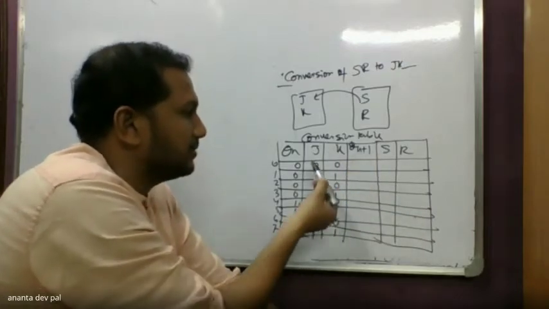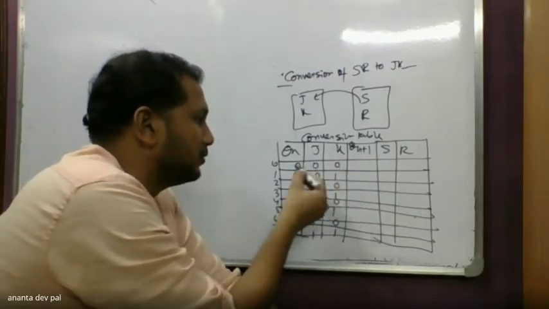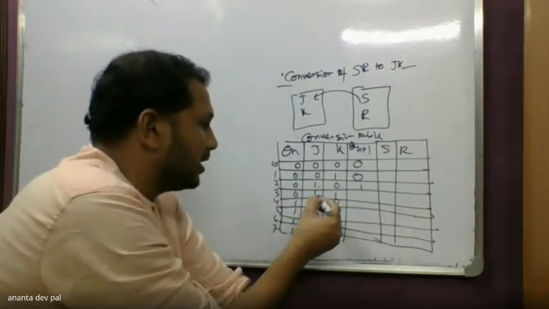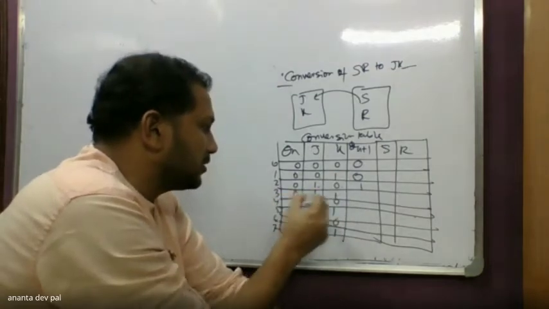How to obtain the next state? From the truth table. We know that for 0 0 it is no change, for 0 1 it is reset, for 1 0 it is set, for 1 1 it is toggle, when 0 is converted to 1.